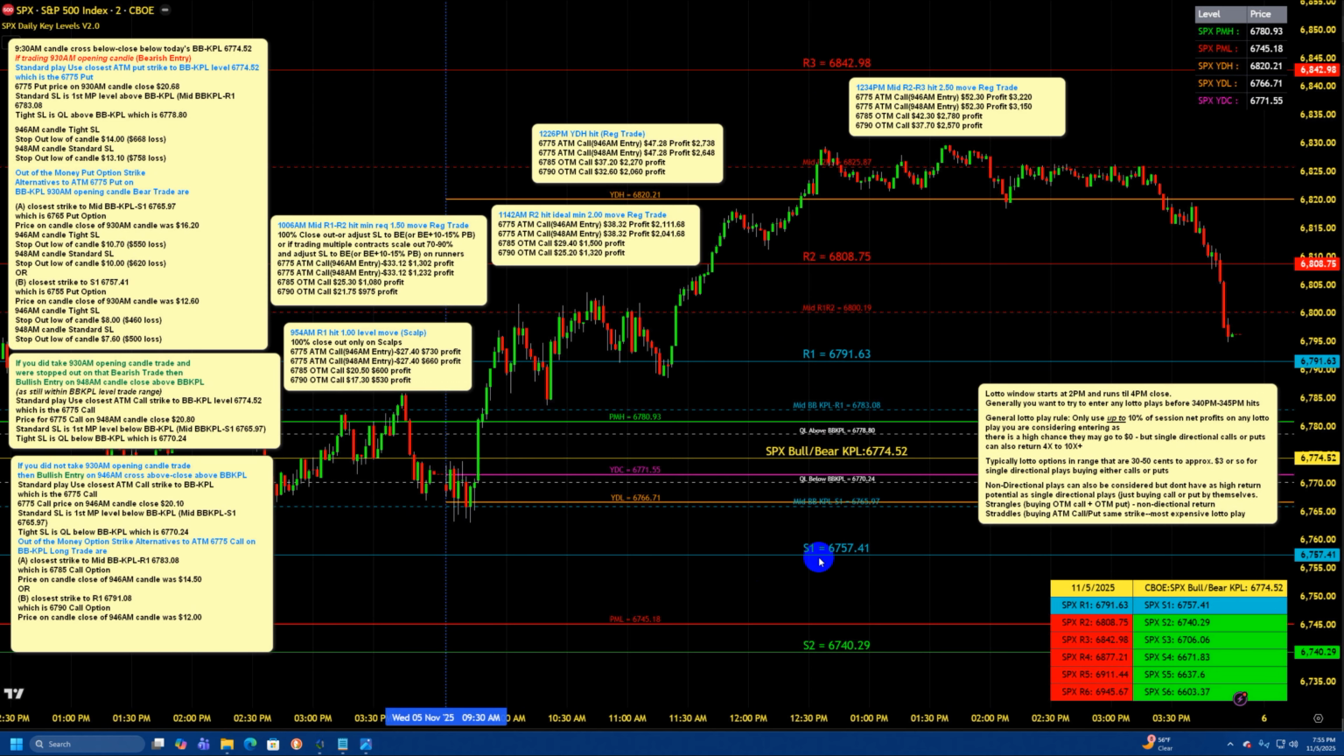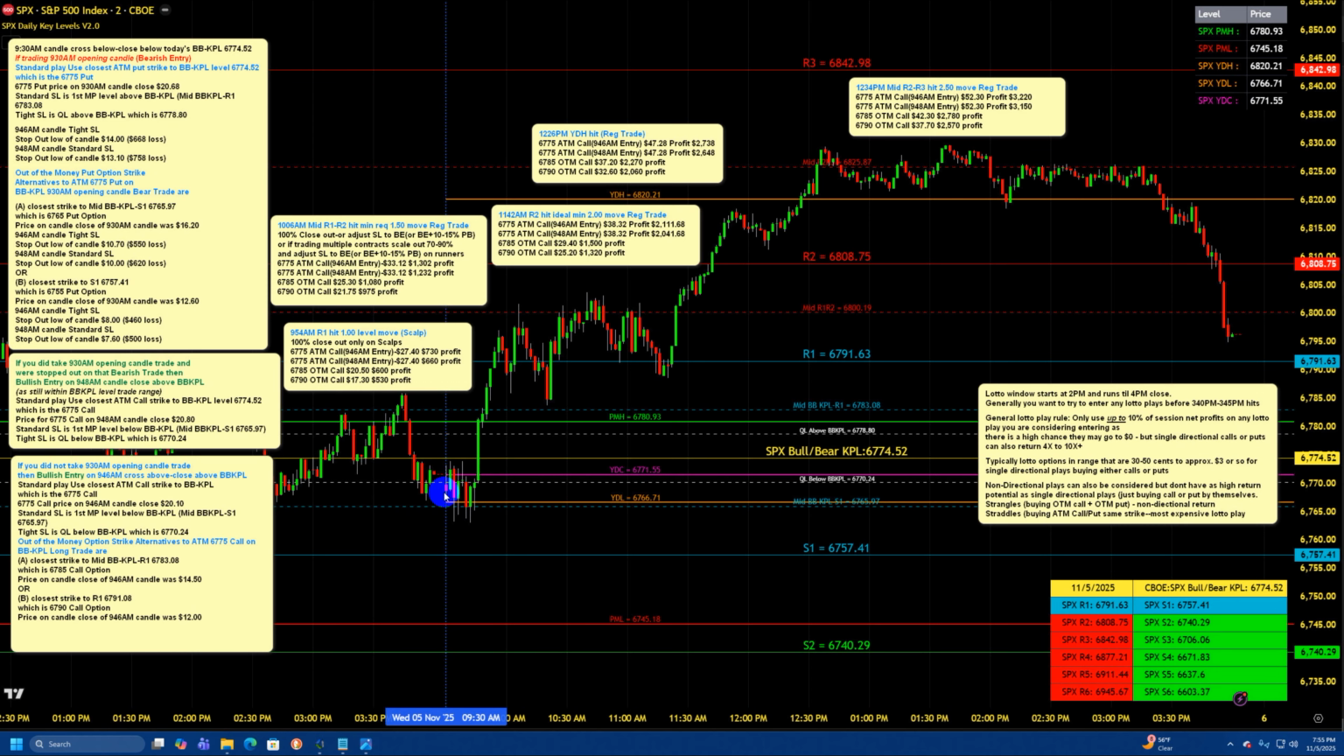A bullish trade off of S1, if you wanted to use a tight stop loss, would be the QL below S1, so you would simply enable that level in the user control panel. Okay, so getting back to this first trade here, if trading the 9:30 a.m. opening candle, this is a bearish entry.